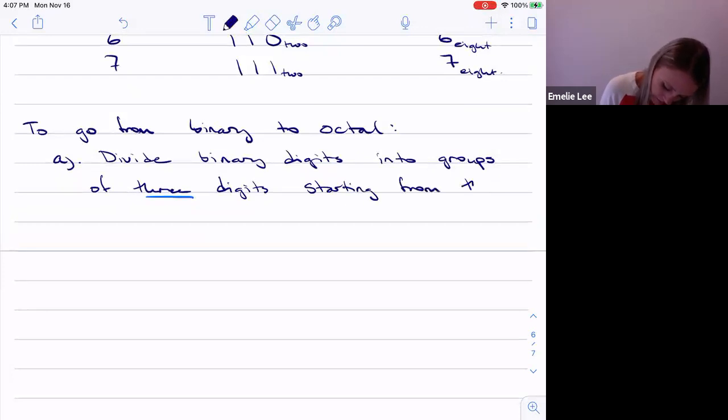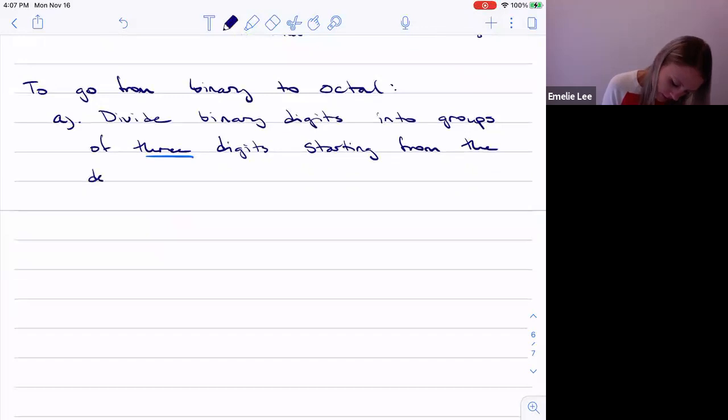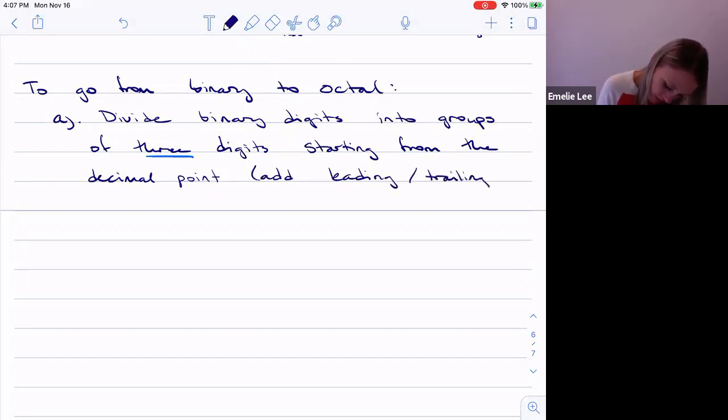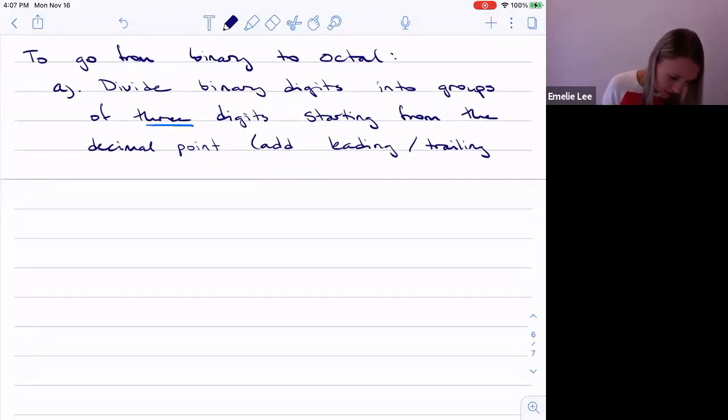Starting from the decimal point. And I'll also say, okay, you have to add leading or trailing zeros if you don't have 3 digits, right? So add leading or trailing zeros, depending on which side of the decimal you're on. So add leading or trailing zeros if needed.